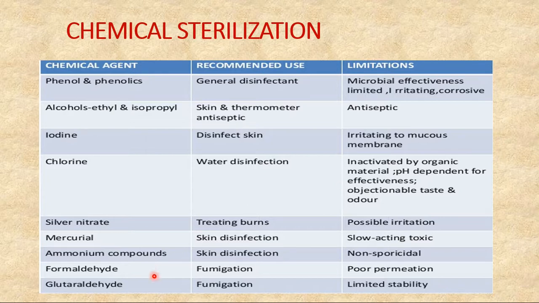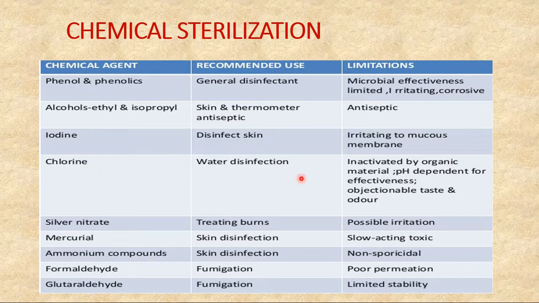Let's have a quick glance at all these chemical agents, their recommended use and limitations. Phenol and phenolic compounds are general disinfectants, but microbial effectiveness is limited, and they are irritating and corrosive. Then alcohols, ethyl alcohol and isopropyl alcohol, are used in skin sterilization and for thermometers; they are antiseptic, and the limitation is that they are only antiseptic. Then iodine acts as a disinfectant of skin, though irritation to mucous membranes may also occur, as with tincture of iodine.